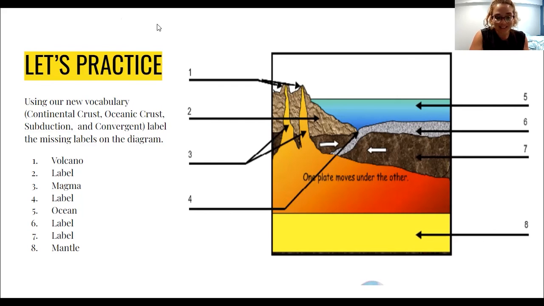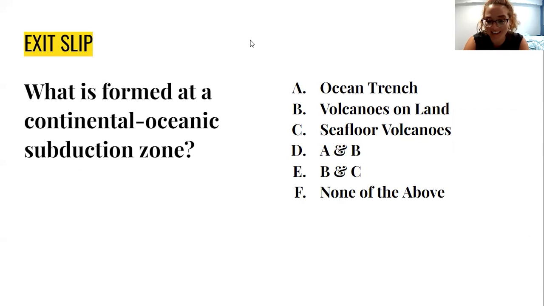All right, so to end out today, we are going to do an exit ticket. I want you to answer this in the chat. So everybody go ahead and give me your best answer. What is formed at a continental oceanic subduction zone? Is it A, an ocean trench, B, volcanoes on land, C, seafloor volcanoes, D, both an ocean trench and volcanoes on land, E, both volcanoes on land and seafloor volcanoes, or none of the above?